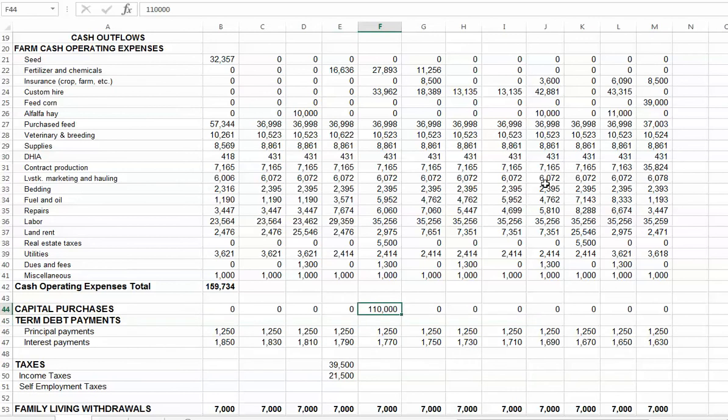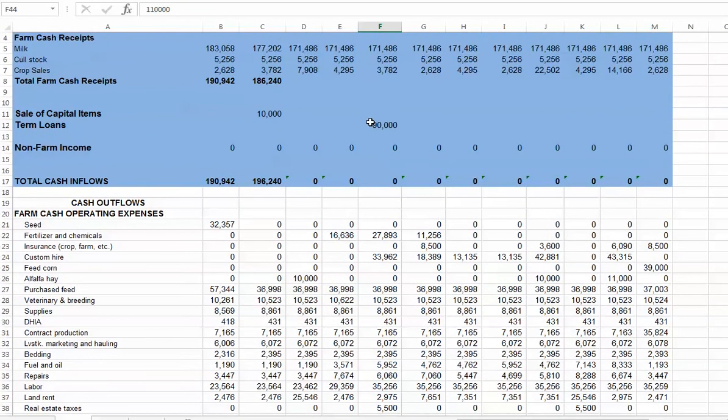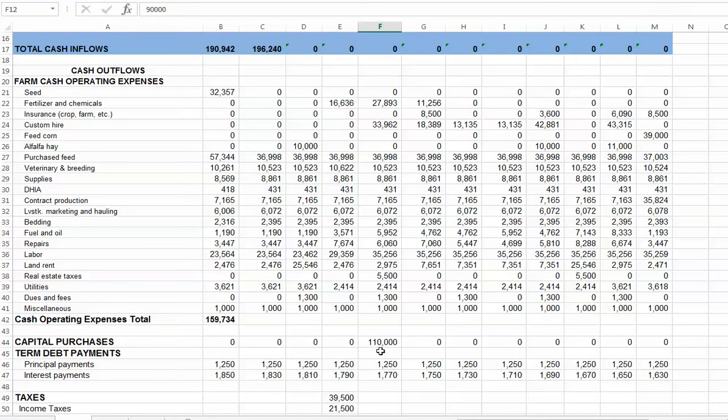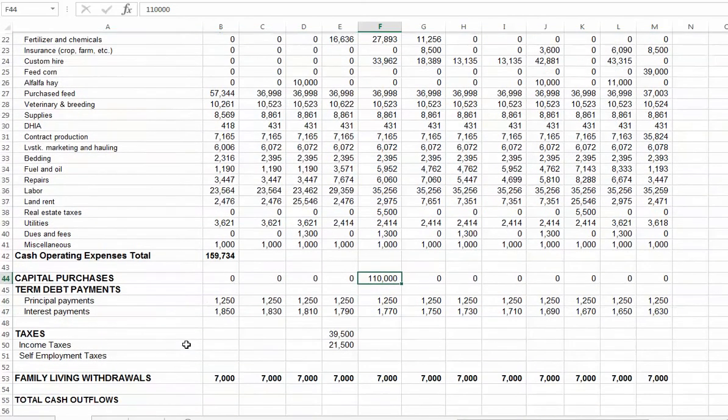Now notice how this will affect the cash flow. We're going to spend 110,000. However, we're going to have borrowed 90,000 from the bank. So 90,000 was deposited into our checking account. But we wrote a check here, or we're going to write a check here for 110,000. So $20,000 has got to come from some other source.